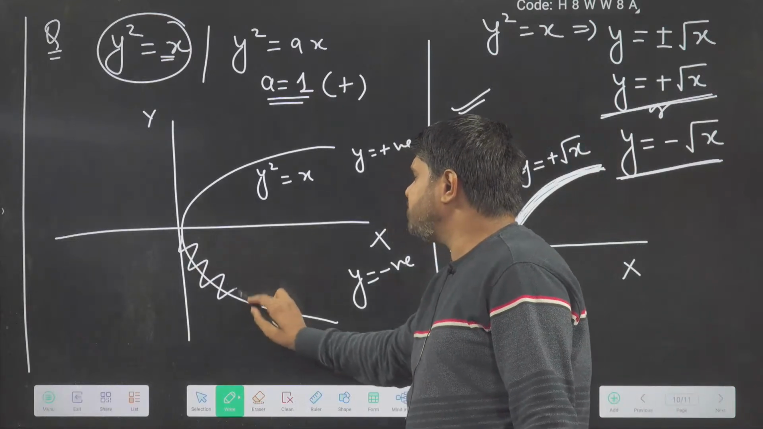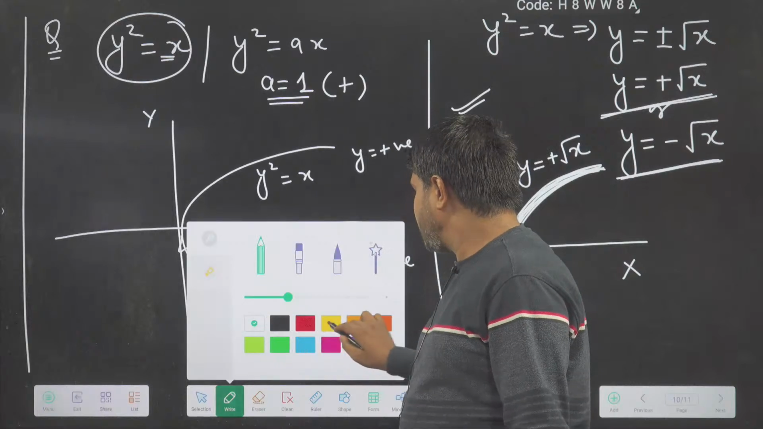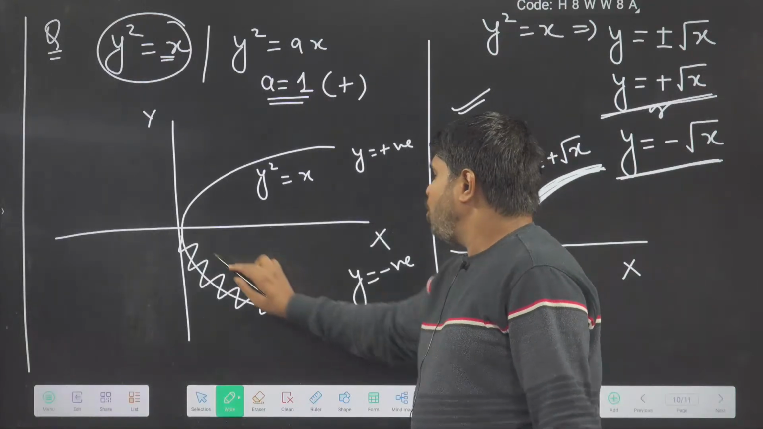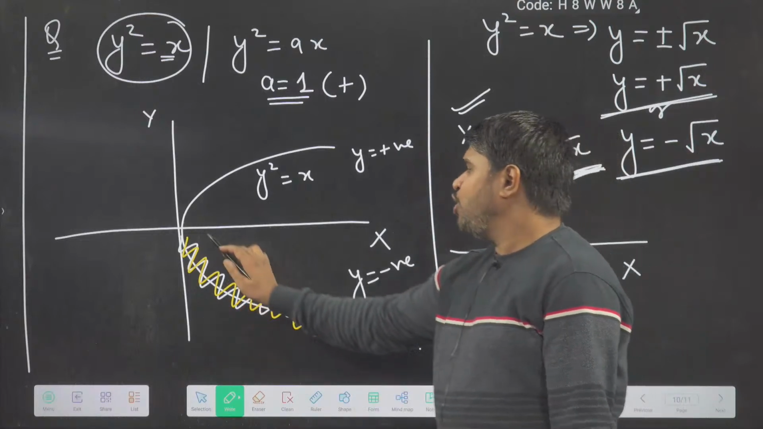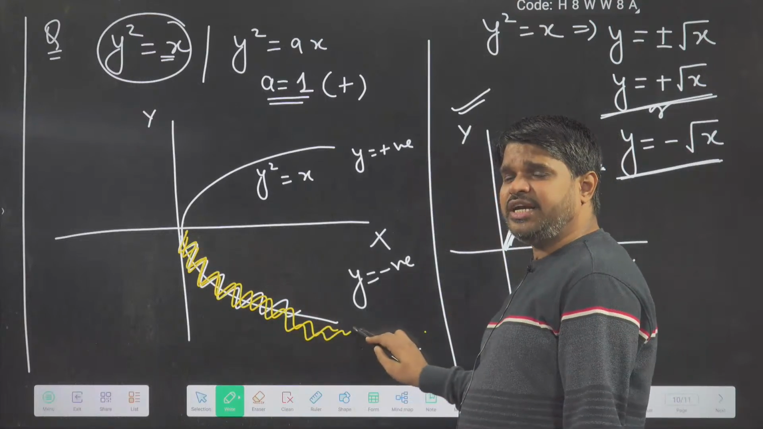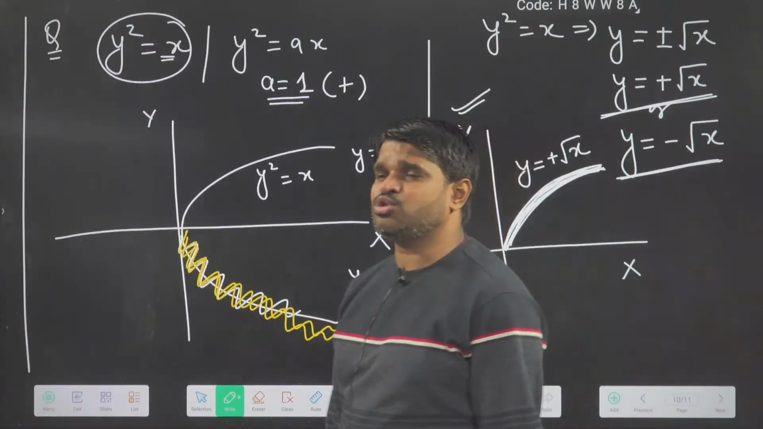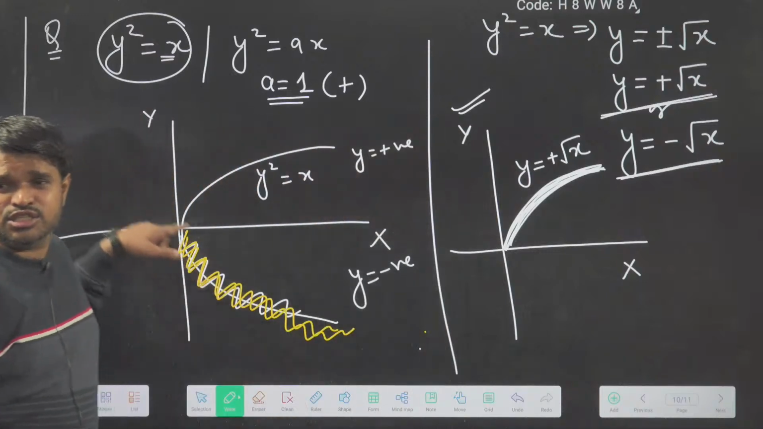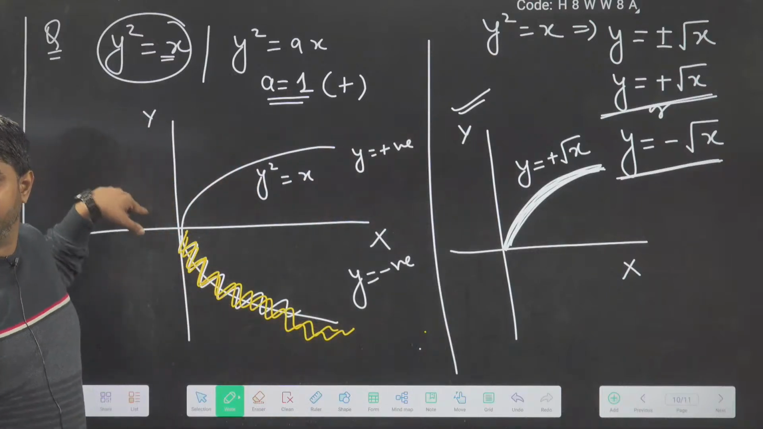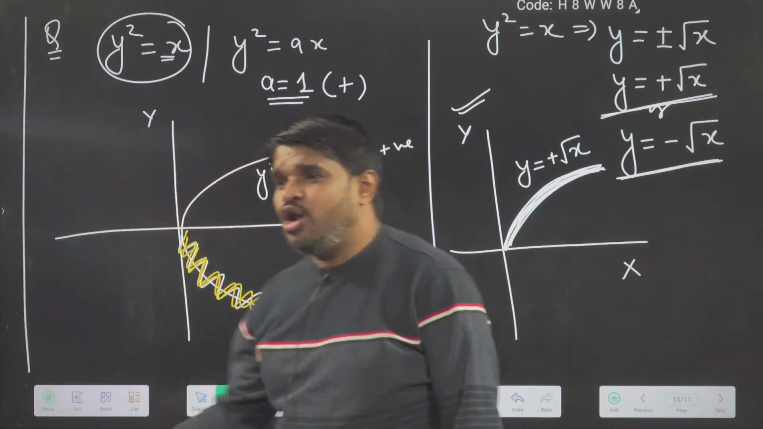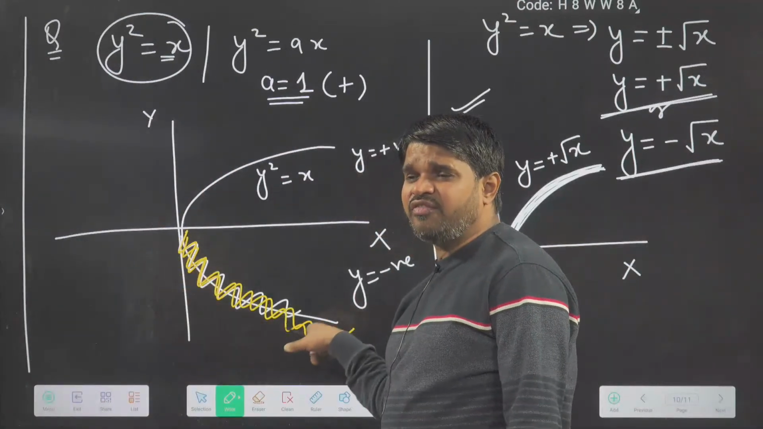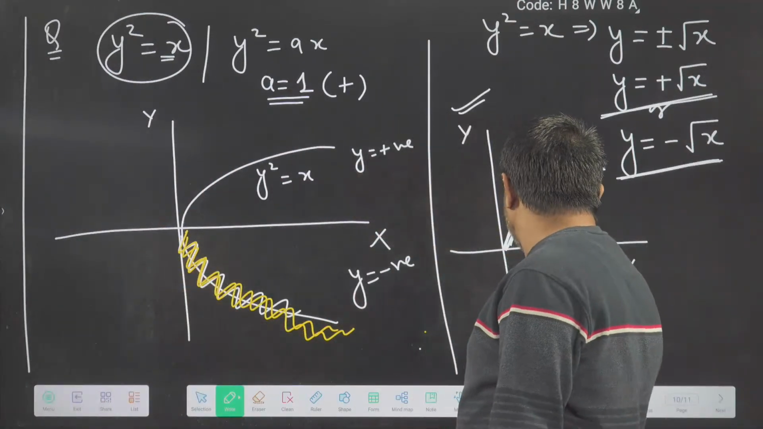You have to tell me this: the lower part is which graph? In y square equals x, this lower part is representing which graph? Here y, negative root x. Good. The lower part is representing the negative root x graph. So let me draw that for you.